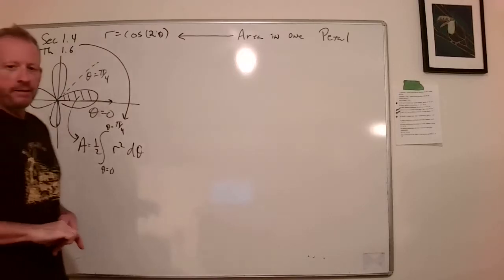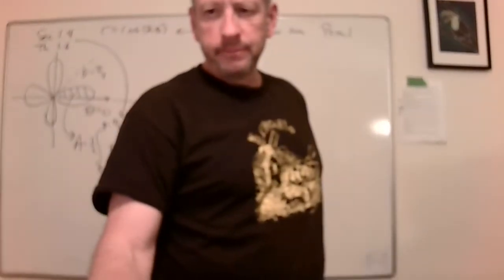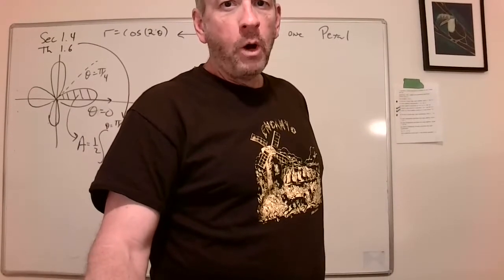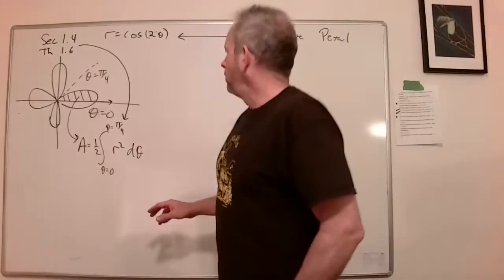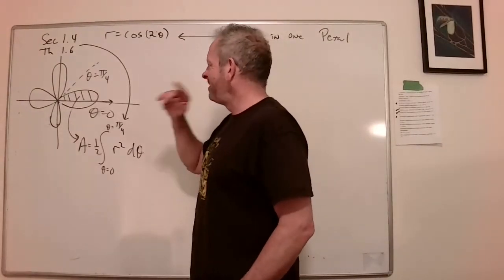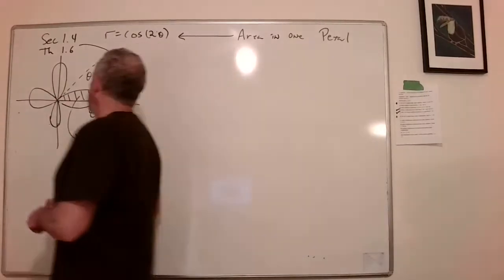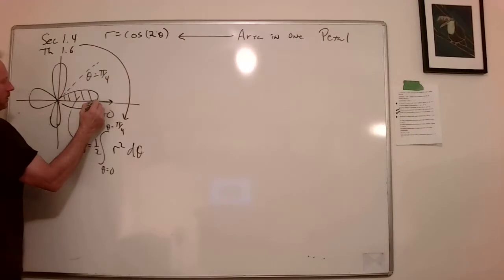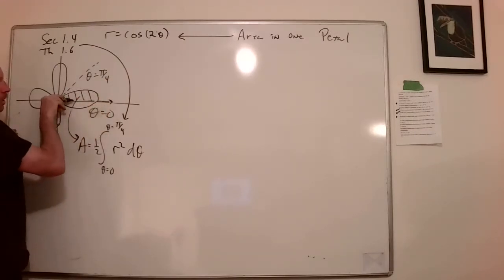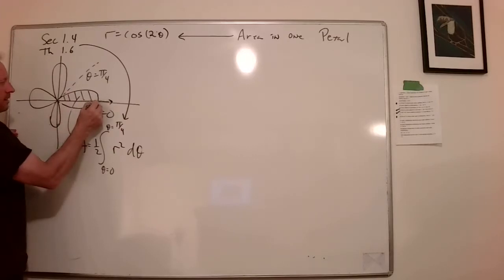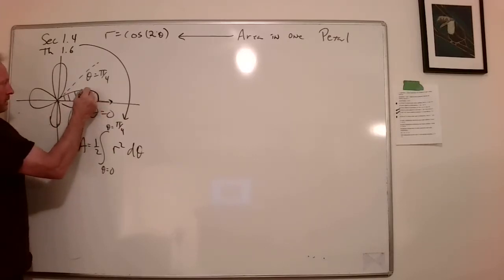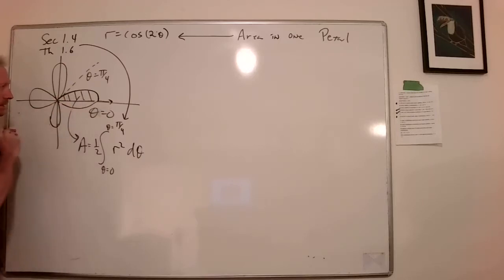Now, what do I have here? Why do I have 0 to pi over 4? Well, look, when theta is 0, we're coming out here along the x-axis. And up here at pi over 4, I should make a better picture of this. When theta is 0, we're here. As theta increases, we get that curve right there.